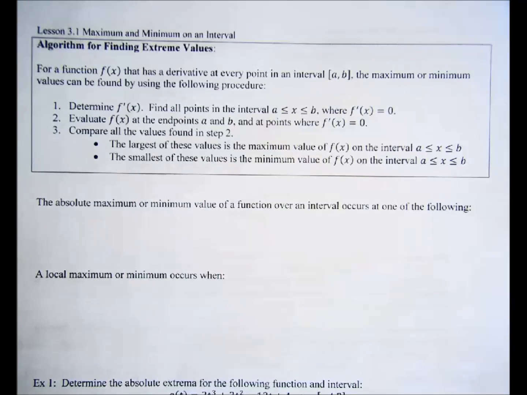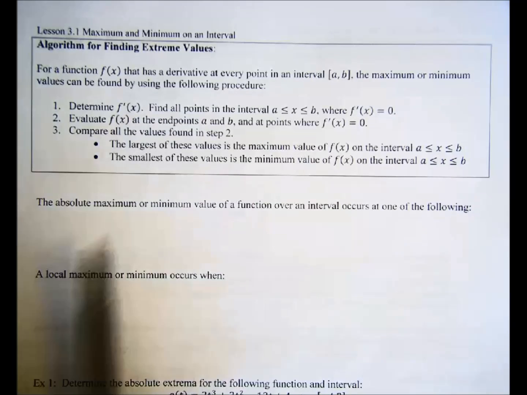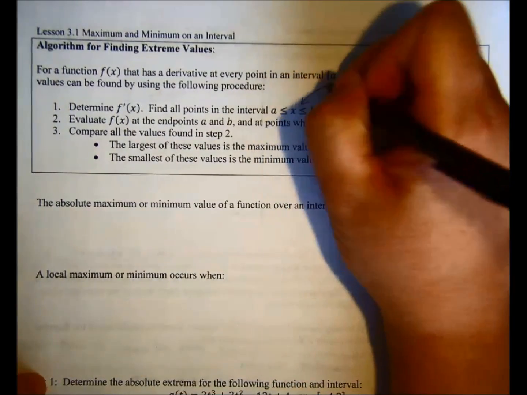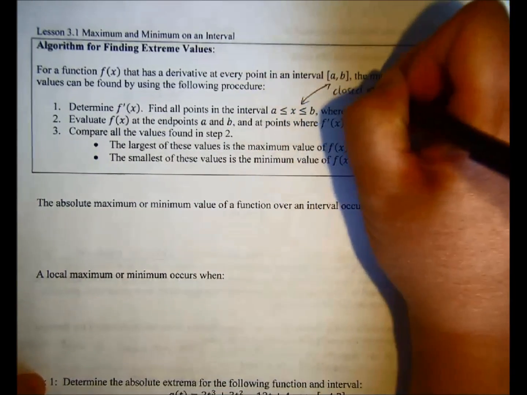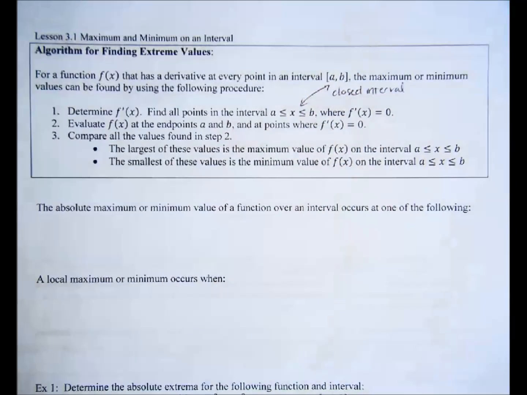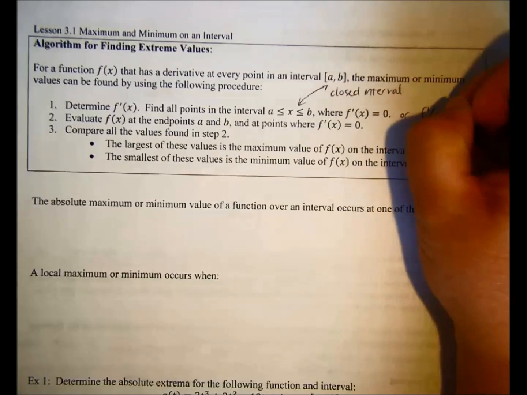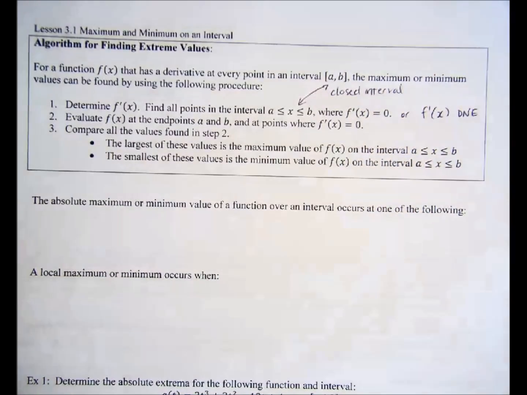So the algorithm for finding extreme values for a function f of x that has a derivative at every point in a closed interval a to b, the maximum or minimum values can be found by using the following procedures. First of all, you figure out the derivative of the function and then find all of the points in this closed interval where the derivative is equal to 0 or the derivative does not exist.